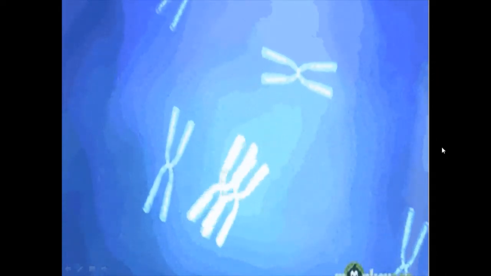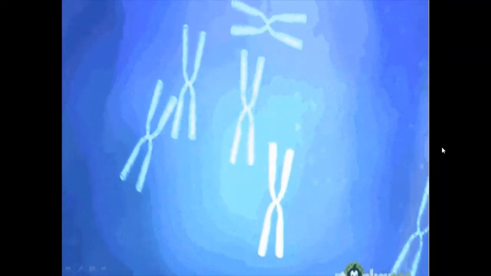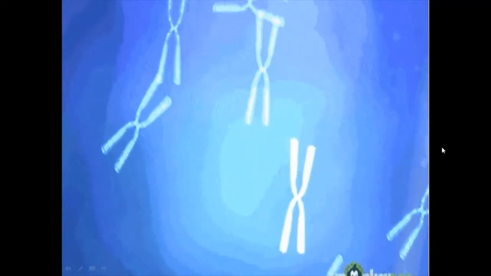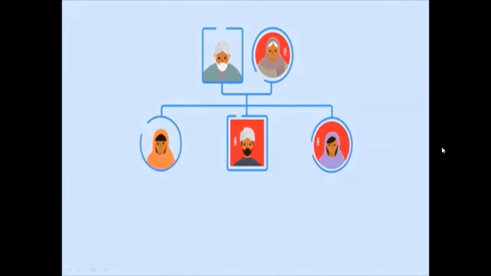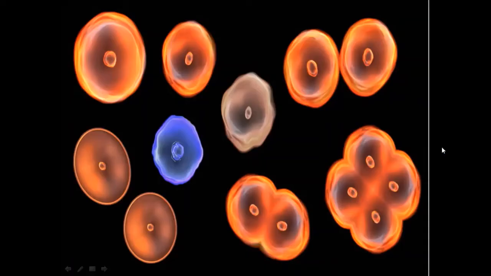This transmission of all or a part of an organism's DNA helps to ensure a certain level of continuity from one generation to the next, while still allowing for slight changes that contribute to the diversity of life.